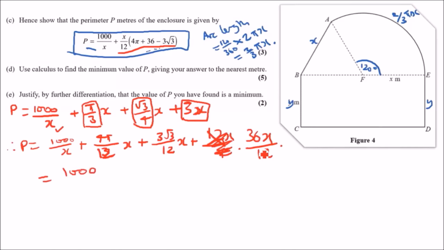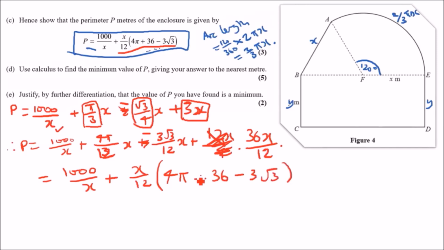So therefore, at long last, we have 1000 over x plus x over 12. Factorize x over 12 in all of them, and we're left with 4 pi here. We're left with plus 3, this should have been a negative sign. We're left with minus 3 root 3 over 12, but I'm going to put in their order, just for the sake of completing this question. Okay, voila, done. So now let's just move on to part D, yeah?